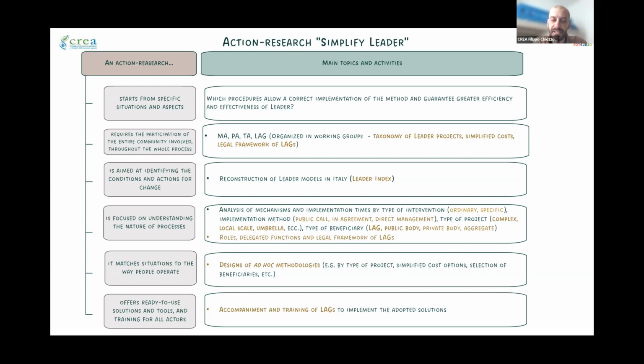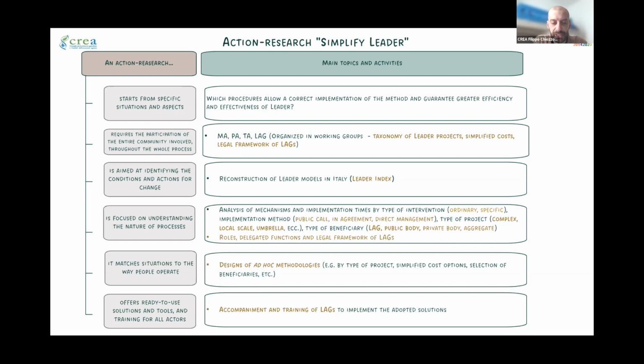And so we thought of Simplify LEADER as a participatory research, more than a series of workshops. We started from specific situations, specific aspects, and tried to involve the entire community, to go through a series of steps that hopefully led to the identification of ready-to-use solutions, and the training for the actors to use these solutions.